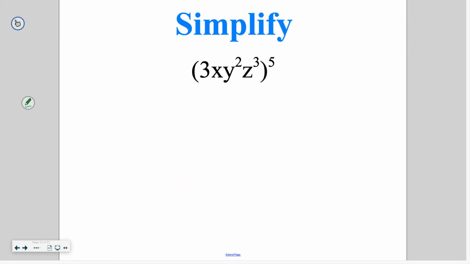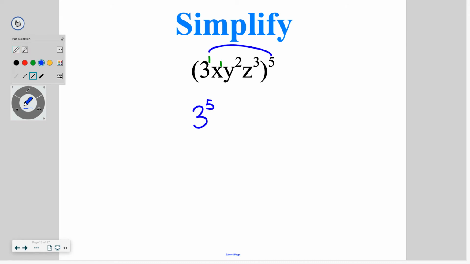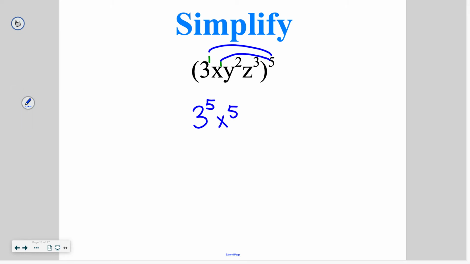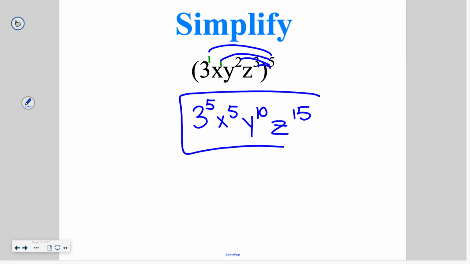So if I've got 3xy squared z to the 3rd, all raised to the 5th power, I'm going to go ahead and start distributing. Remember, if you don't have an exponent, you can add that exponent of 1 in. So I've got 3, 1 to the 5th, which is going to give me the 5. X, 1 and 5 gives me 5. For the y, 2 and 5 gives me 10. And for the z, 3 and 5 gives me 15.